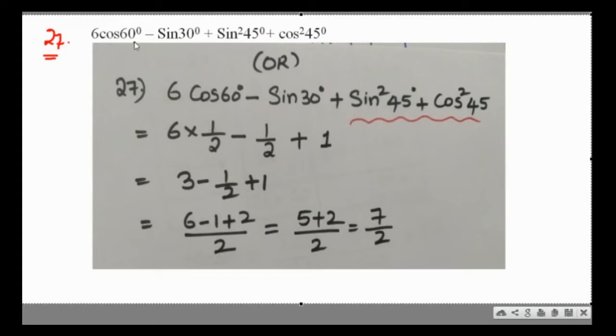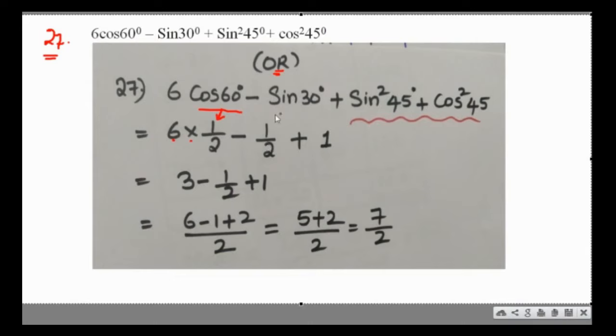27th question. 6 cos 60 degrees minus sin 30 degrees plus sin square 45 degrees plus cos square 45 degrees. It's an optional question for 27, that's why I wrote or. So cos 60 value, we know that it is 1 by 2. So 6 into 1 by 2. Sin 30 is 1 by 2, so minus 1 by 2, because in the question it is given as minus sin 30.